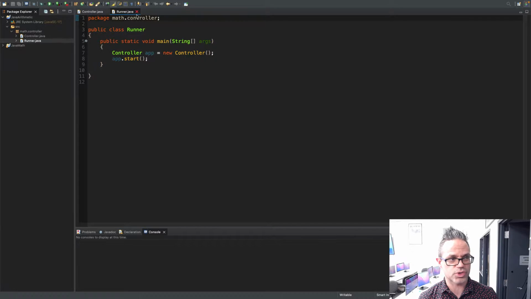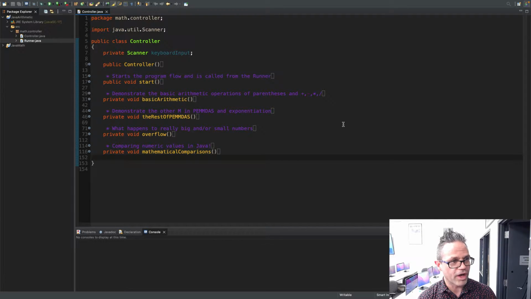So we'll go ahead and close the runner since we're done with it. We never need to touch it again. We have our controller listed right here. As you can see, I've got all my code collapsed, so we can take a look at it as we need to go through and look at it.